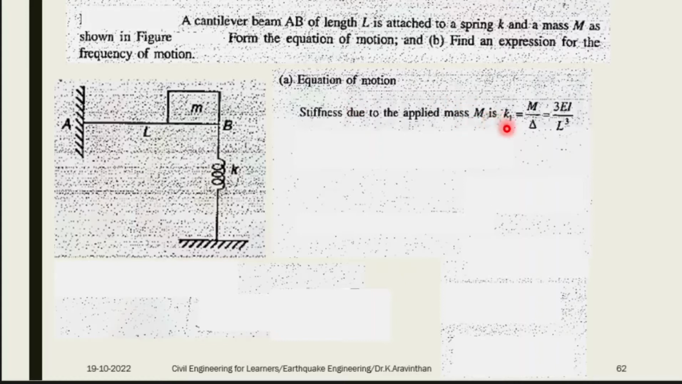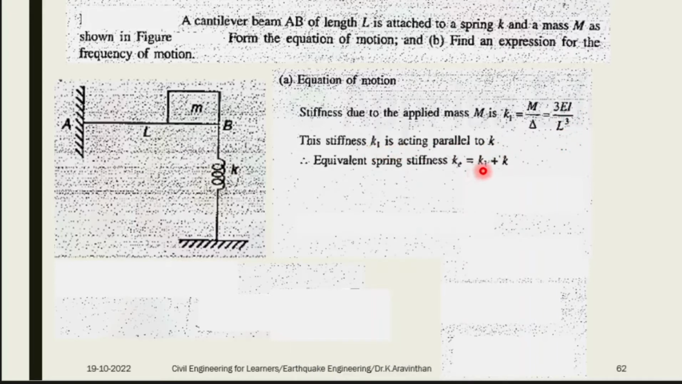Stiffness K1. Let us take this as K1, K1 equal to 3EI by L cube. You know the stiffness of a cantilever beam. If you find the stiffness here, the mass is supported by two stiffnesses, so you can add K1 plus K2. This 3EI by L cube is K1, and the effective stiffness is K1 plus K. This is given as K and this is a cantilever beam.